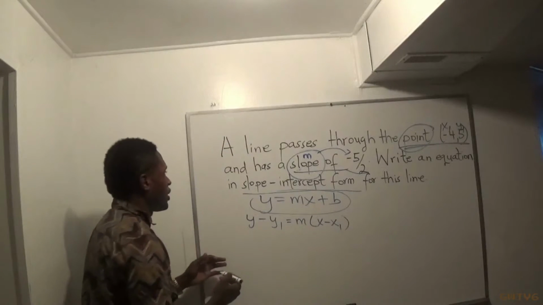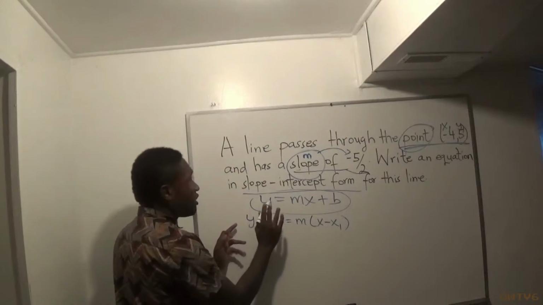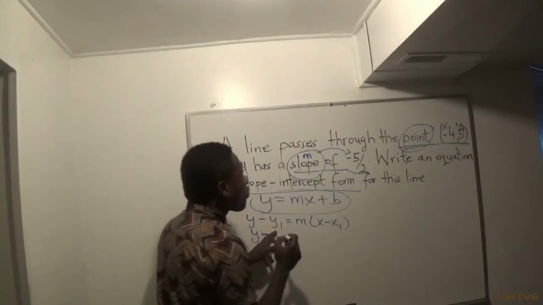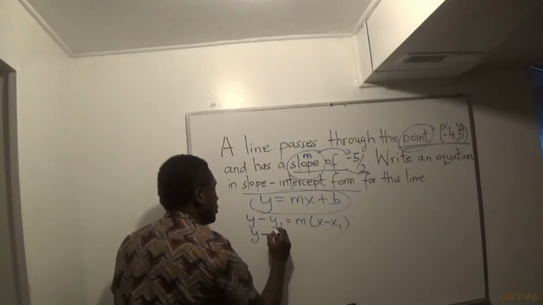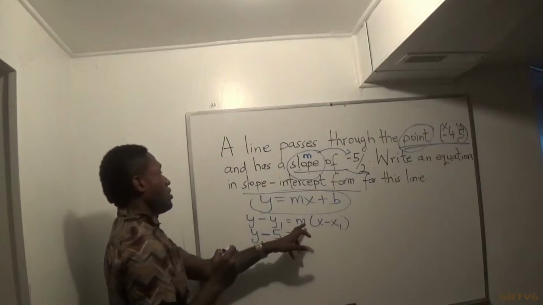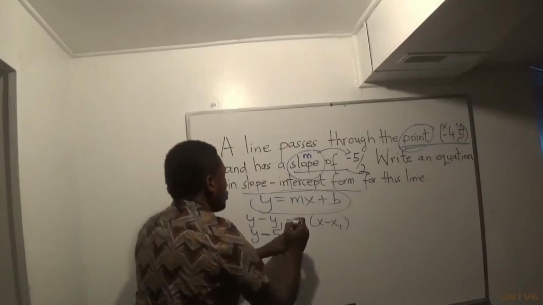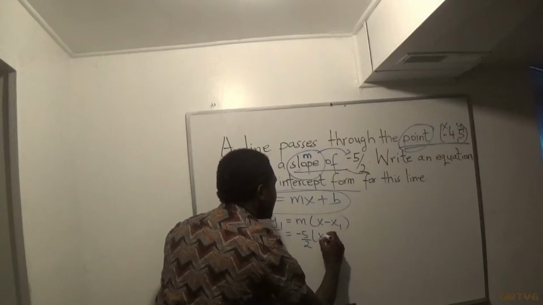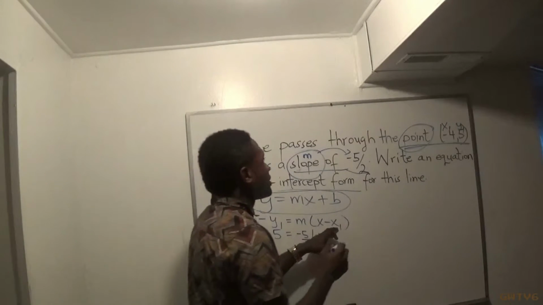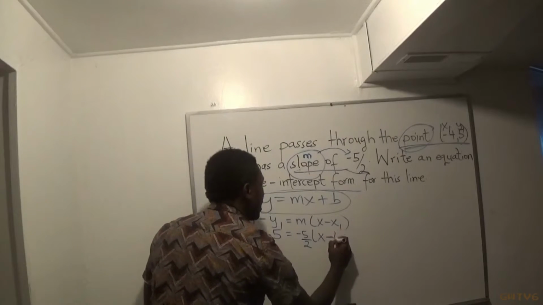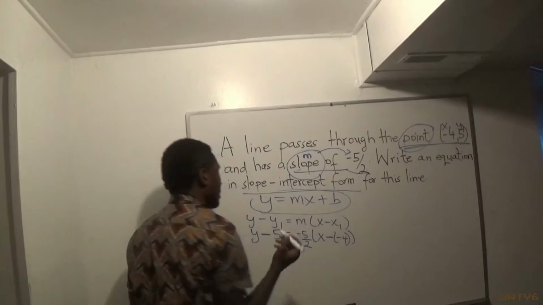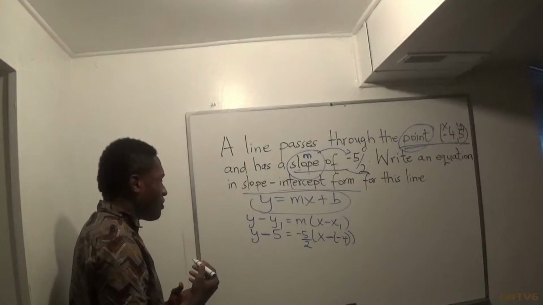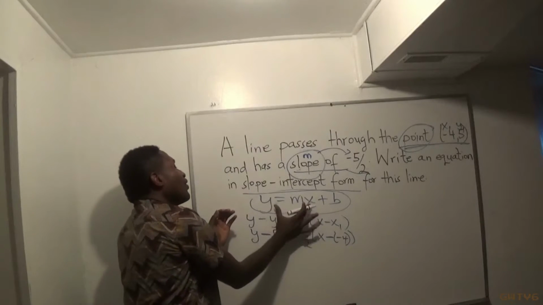So now, I'm just going to plug it in. So y is what? Oh, they didn't give me y. So it's just going to be y. And then minus. And my y1 is 5. So I put 5 and then equals. My m is -5/2. So I put -5/2. And then x minus my x1, which is -4. So I put -4 for my x1. Like that. And now, I just have to remember that my goal is I want my answer to look like that.